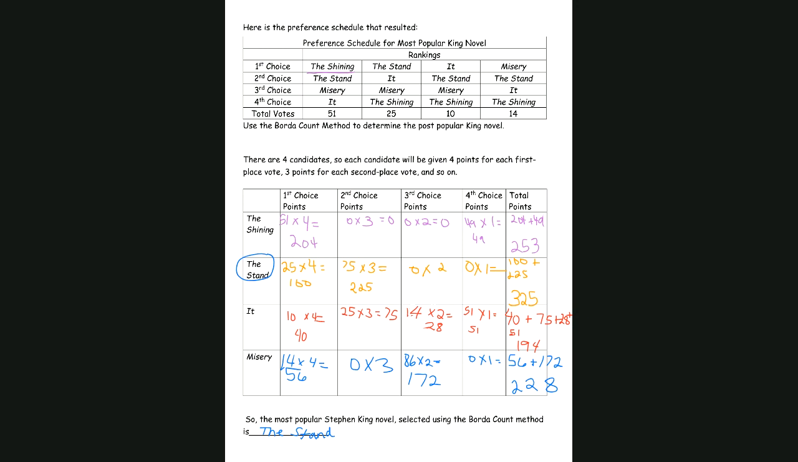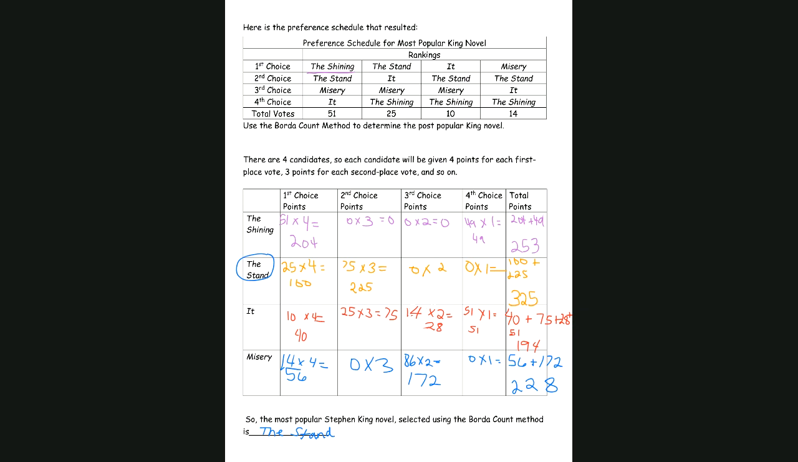All right, so there are two examples using the Borda count method, and as you can see, if you don't have a ranking for a certain choice, or if a certain candidate is not chosen for a certain rank, then you just put in 0. So this looks good. If you think about it, The Stand was very popular, right? So it makes sense that it should win.